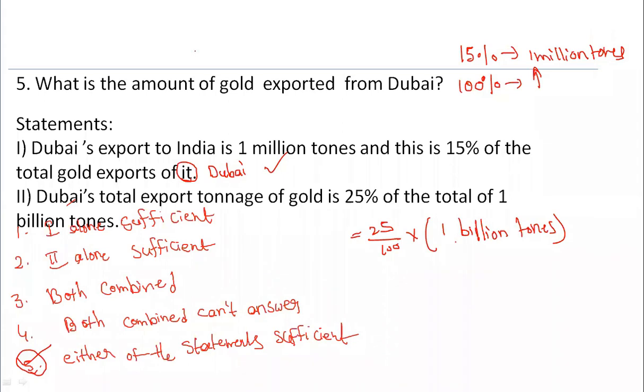So question by question, we have to understand the terminology clearly to answer the question, guys. The solving process is the same. 15% of Dubai's exports is 1 million tons, then how much is 100%? We can do that. Next, if you can find out 25% of 1 billion tons, then you can answer the question. So that's the point.